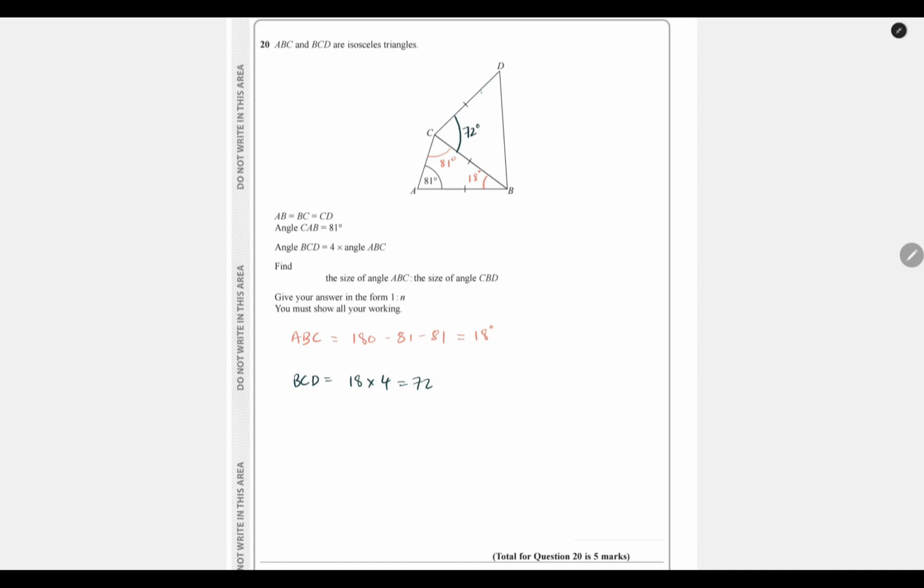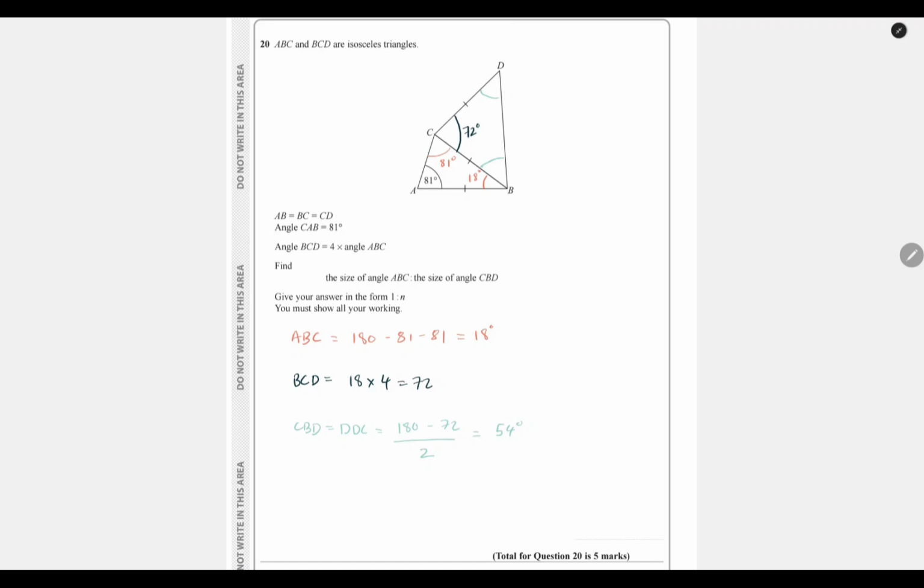The next thing that we can work out are these two angles. Because again, this is an isosceles triangle, these two angles are going to be the same. And so we can say angle CBD, which is equal to angle BDC, is equal to 180, the total number of angles in a triangle, minus the 72, and then divide by 2, because it's two angles. And that will equal 54.